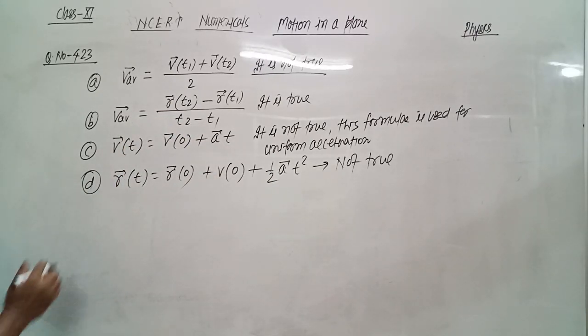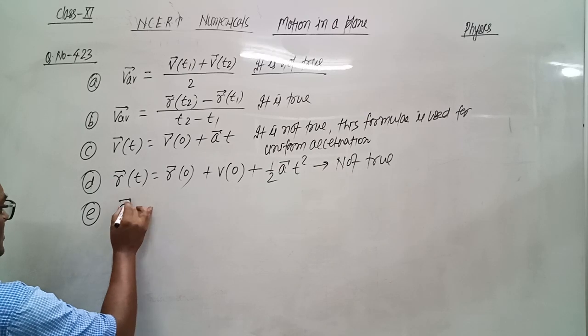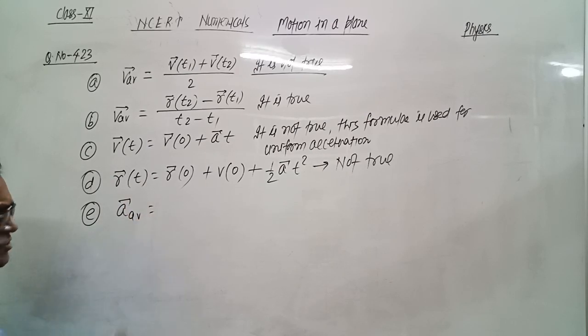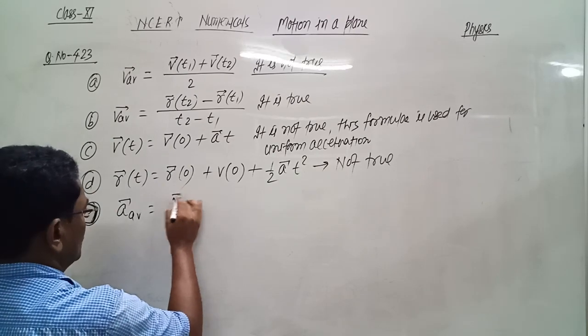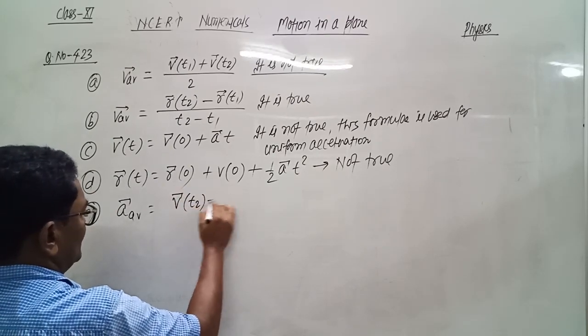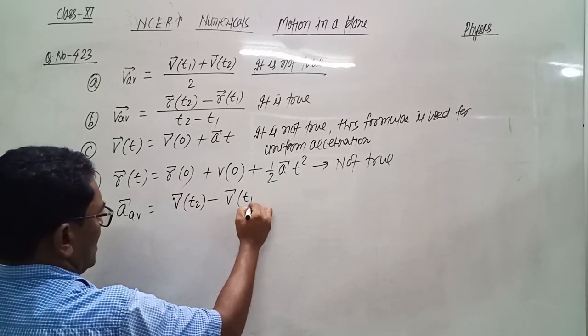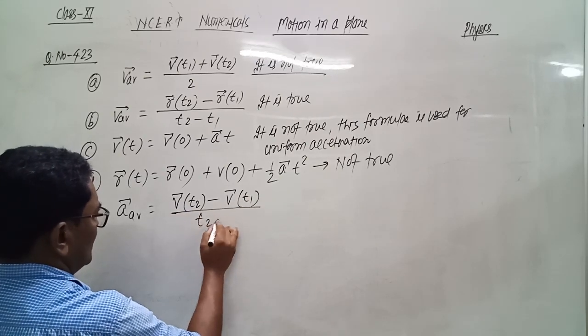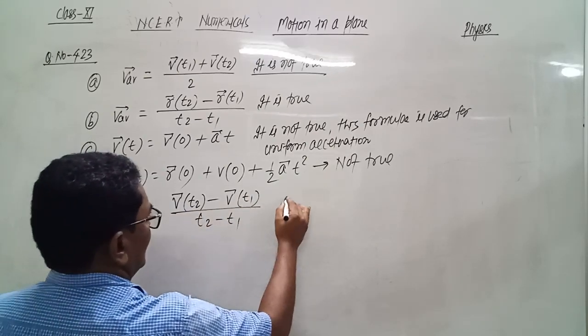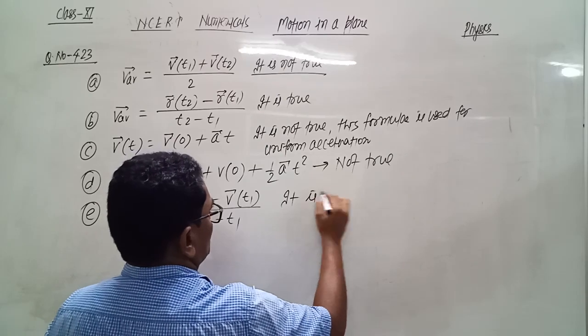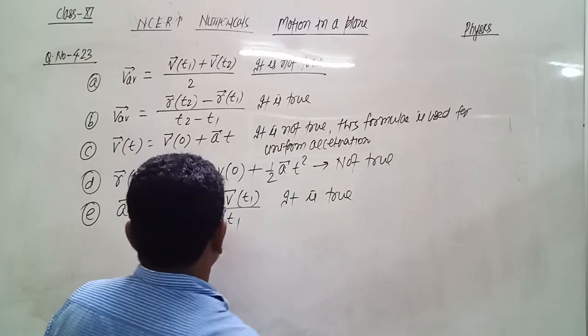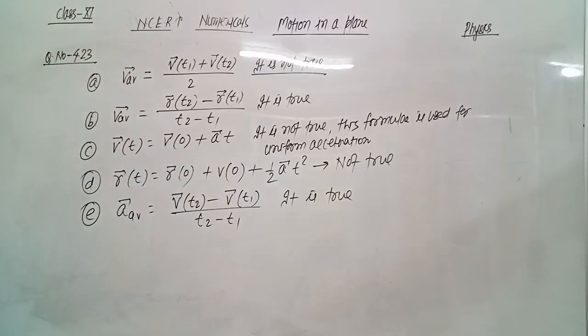Now the last is E. Average acceleration equals velocity at time t2 minus velocity at time t1 upon t2 minus t1. This is the formula for average acceleration. So it is true. The formula for average acceleration. So this statement is true.